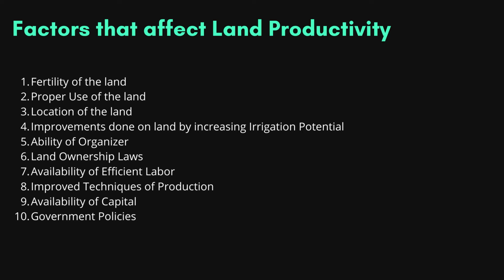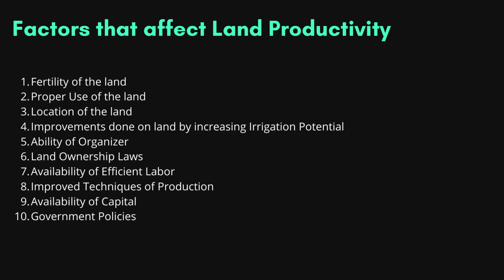So the fifth one is the ability of the organizer. Land is a passive factor of production, and so it is essential for us to combine it with other factors in the right proportion. To achieve this optimum productivity, an able organizer is a must. An organizer that can successfully handle and combine the passive and the active factors in the right proportion so as to achieve greater productivity. The competence and the ability of this organizer will directly affect the productivity of your land.